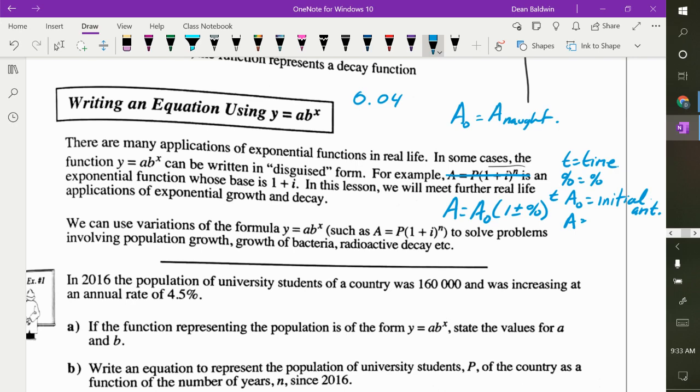A, just A by itself, is the final amount. Okay? All right. Use this formula when they give you percentages or they ask for percentages. That's when you use this formula.